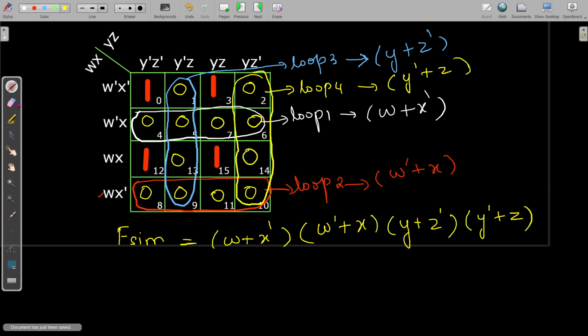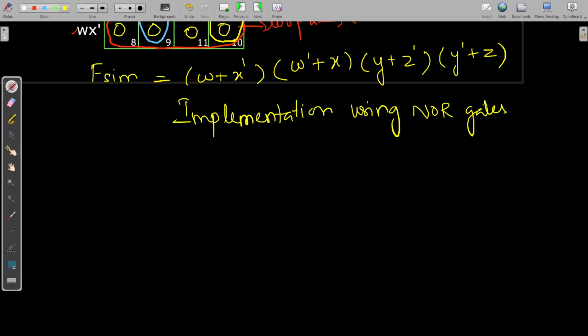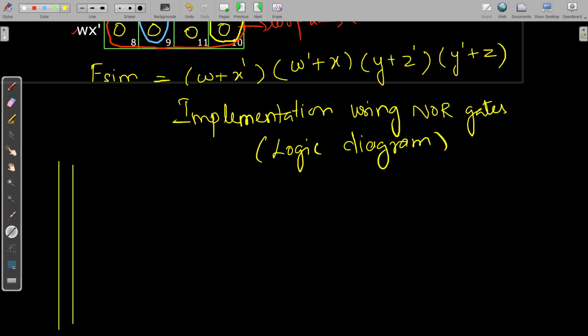Now we can implement this using NOR gates only. So that means the logic diagram, isn't it? So we are going to draw the logic diagram for this. So we start with the input lines. We are going to draw 4 input lines W, X, Y, Z, and we name them W, X, Y, Z.